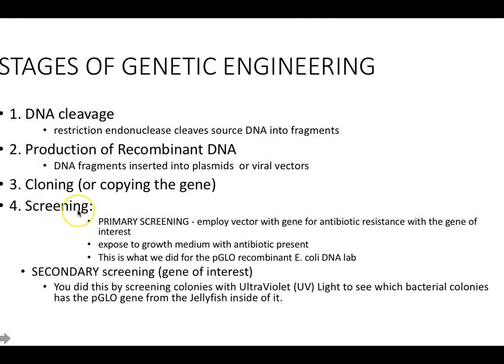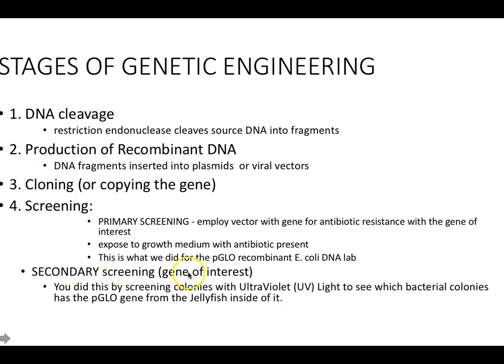And then screening has 2 steps. Know the 2 steps, primary and secondary. Now, I'm going to use what we did in lab as examples on the exam. The primary screening was the antibiotic resistance. You had plates that had ampicillin added to the media. So when you added the bacteria, if it did not have the plasmid with the gene for resistance, they died. If they had the gene for resistance, they lived and grew on the plate. And you did a fantastic job, and that's exactly what you got. So the primary screening is usually antibiotic resistance.